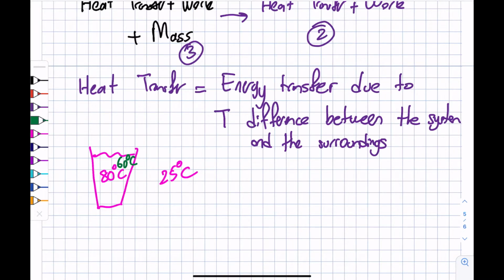Okay, so it's kind of important. You can see that the heat is being transferred from here to here. This is the heat leaving the system. So that is something that I would like to know.